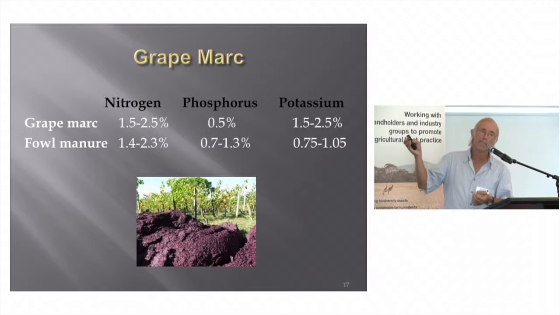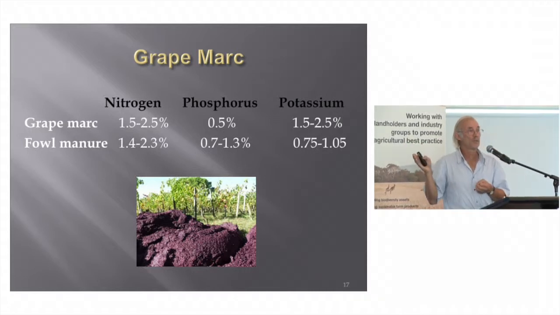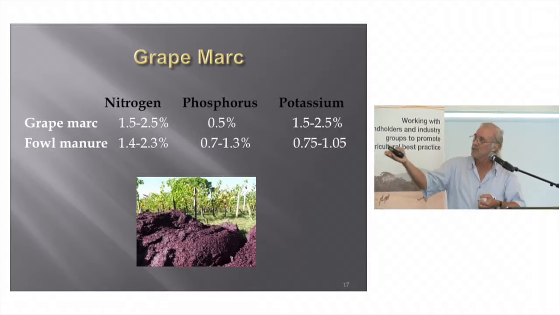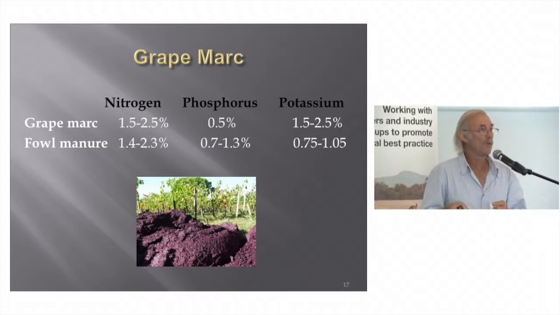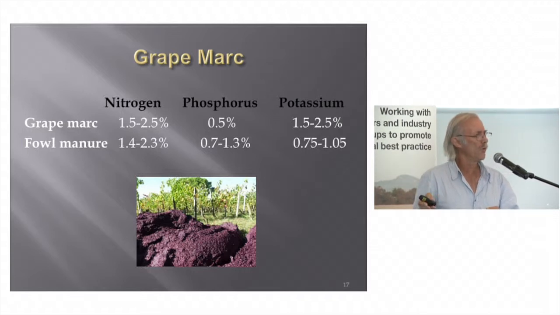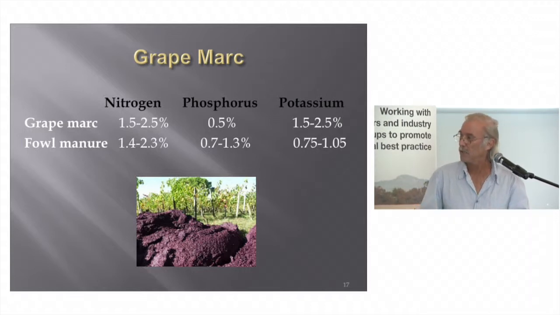Just an example, grape marc, which is a fantastic resource, but quite often is actually dumped by large wineries. And just to have a look at the analysis, grape marc is very similar to deep litter fowl manure in terms of the analysis. So why wouldn't you use that as a resource? The actual photo shows a grape marc dump like that. I'm not suggesting you're going to dump that out in the middle of the paddock.